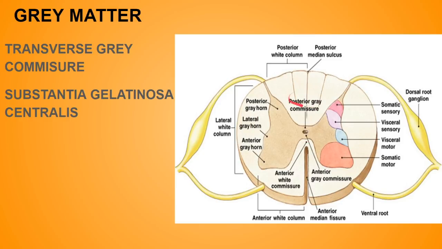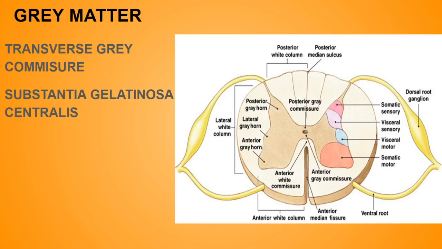Right, now in the spinal cord, this one is the grey matter. The H-shaped structure over here is the grey matter. Now in the cross section of the cord, the grey matter is actually seen as an H-shaped or butterfly-shaped fluted column extending throughout the length of the spinal cord.